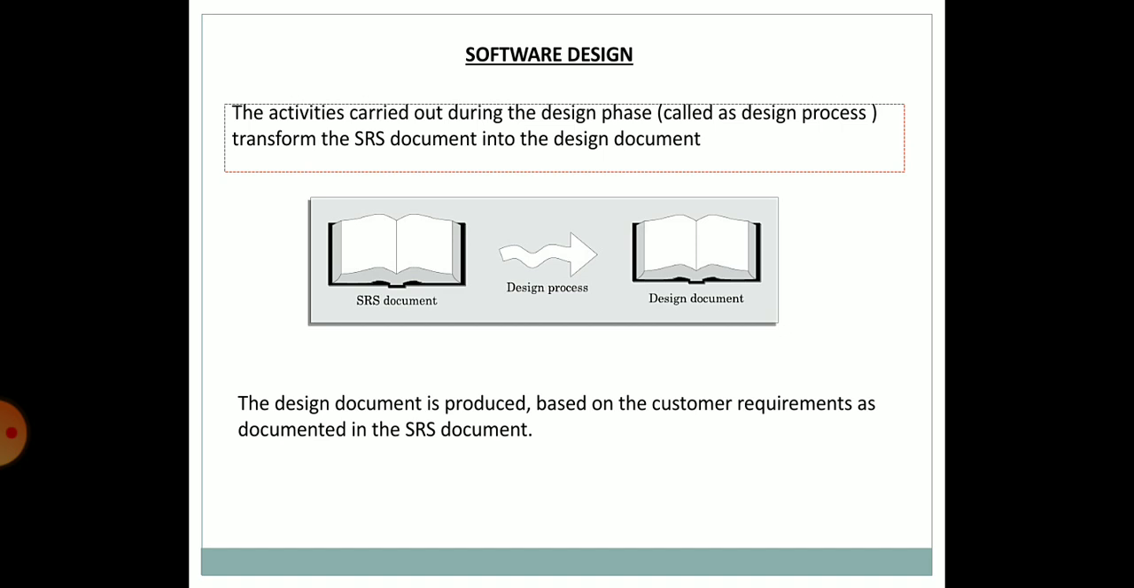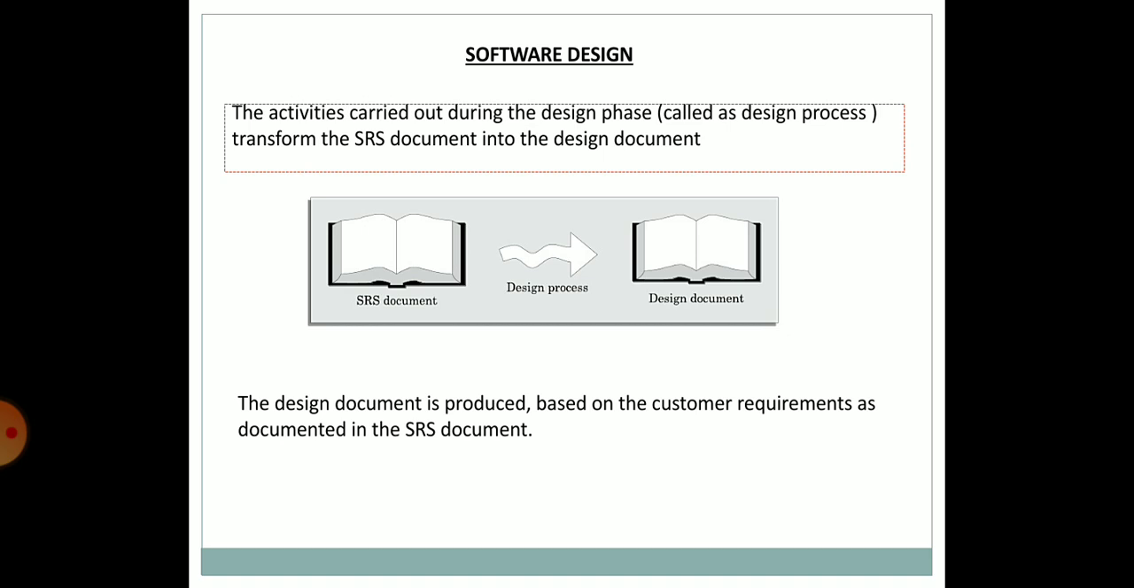Okay, continuing with our software engineering and testing paper. We have learned about the importance of the SRS document, the characteristics of a good SRS document, and the organization of the SRS document. So with this, we are going to the next session, software design.